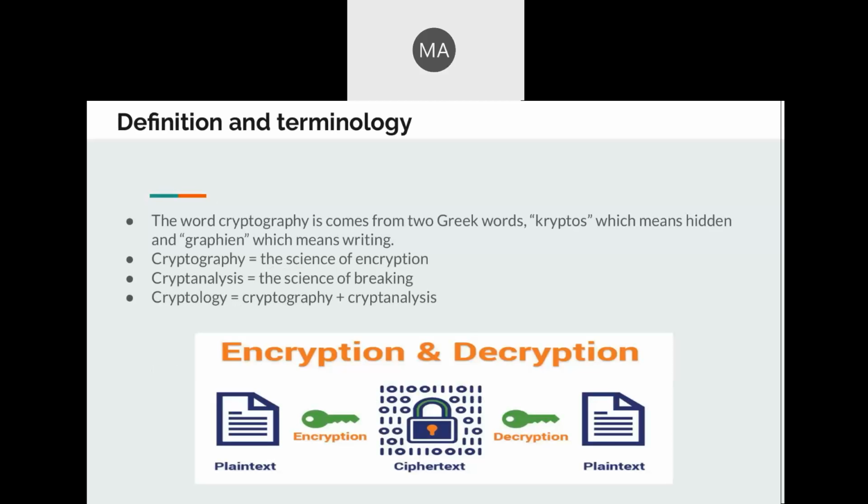So this word cryptography comes from two Greek words. One is cryptos, which means hidden or secret, and the other one is graphein, which means writing. So in a general sense, cryptography is constructing and analyzing protocols that prevent third parties from reading private messages. We must know that cryptography is the study of techniques to protect data in transit and data at rest. And cryptanalysis includes all the methods of breaking cryptographic protocols and security systems. And cryptology includes both cryptography and everything related to cryptanalysis.